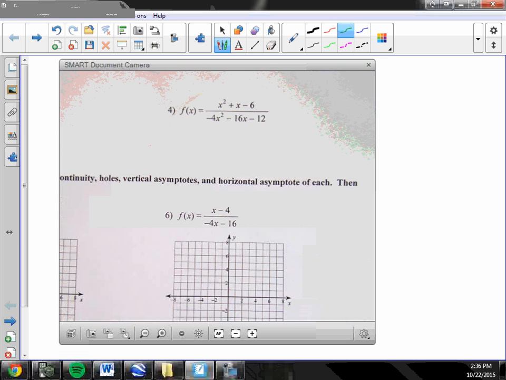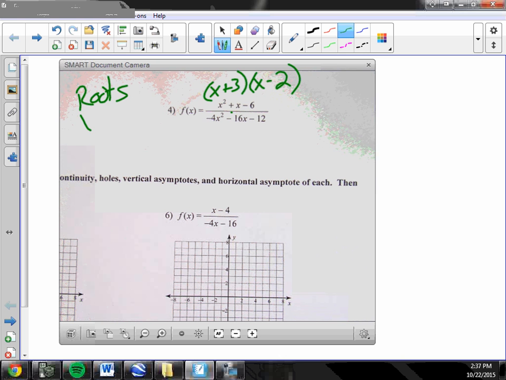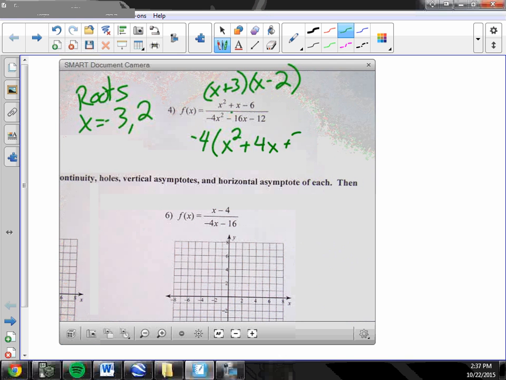Okay? Now we want to find the roots. How do you find the roots of a fraction? Set the top equal to 0. We just factored this a second ago. And we got x plus 3 and x minus 2. So the roots are negative 3 and 2 if they're not holes. They might be holes, so now we need to check the denominator. Negative 4 times x squared plus 4x plus 3.